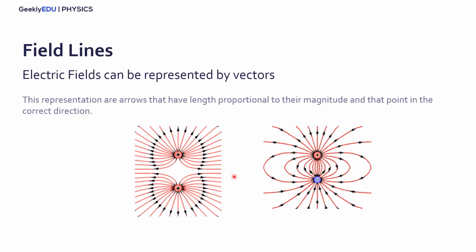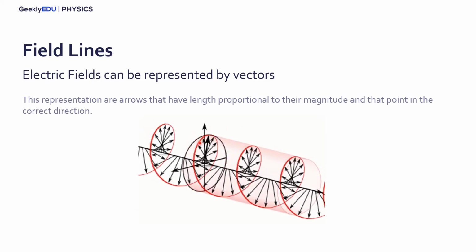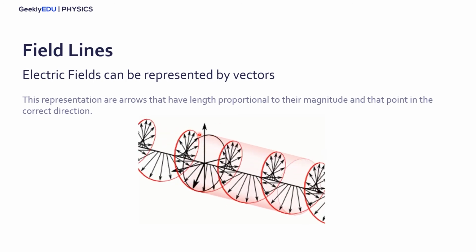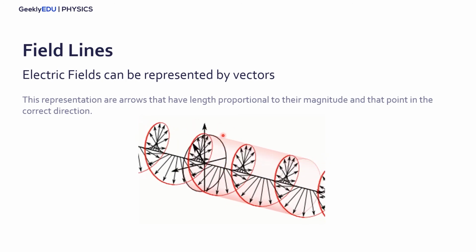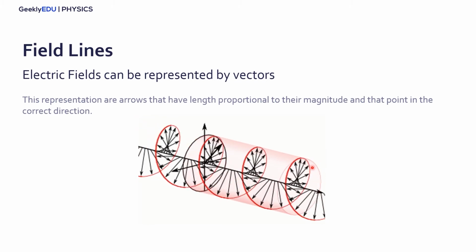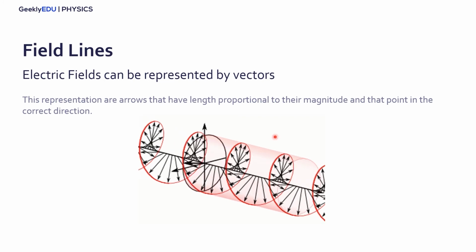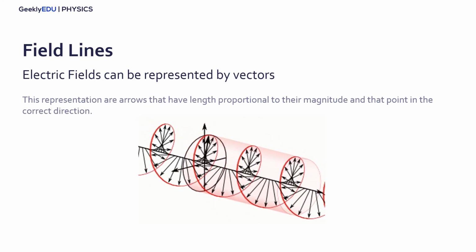We also have, depending on the shape of the object you're dealing with, different types of representation of field lines, okay? Here is an example of the electric field of an electrically charged cylinder.